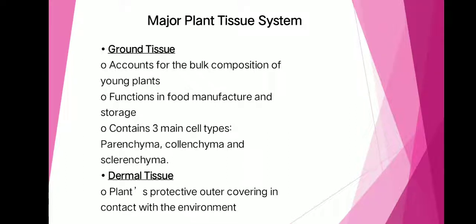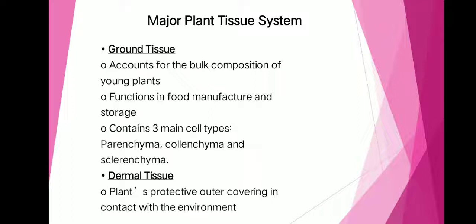Major plant tissue systems. Ground tissue accounts for the bulk composition of young plants. It functions in food manufacture and storage. It contains three main cell types: parenchyma, collenchyma, and sclerenchyma. Ground tissue is every one of the tissues aside from the vascular tissue and the epidermis.